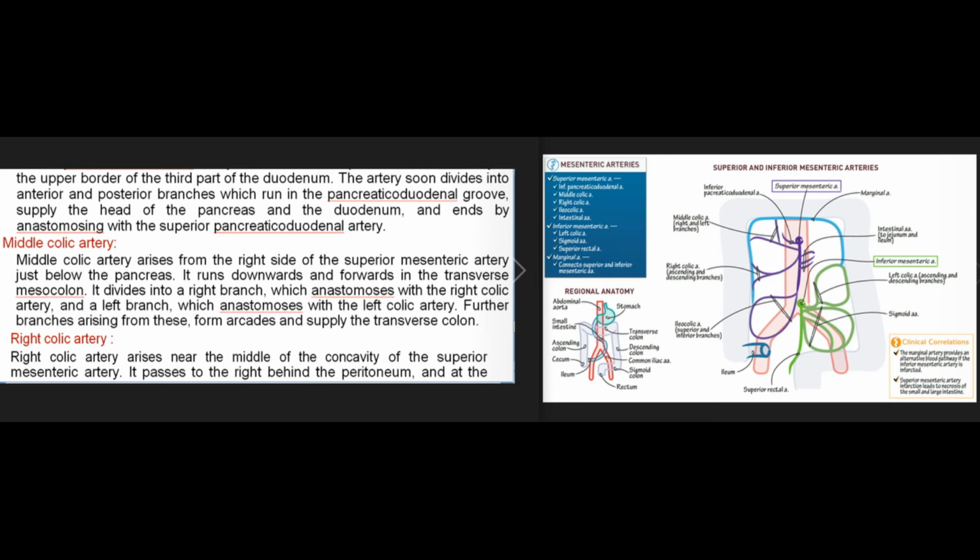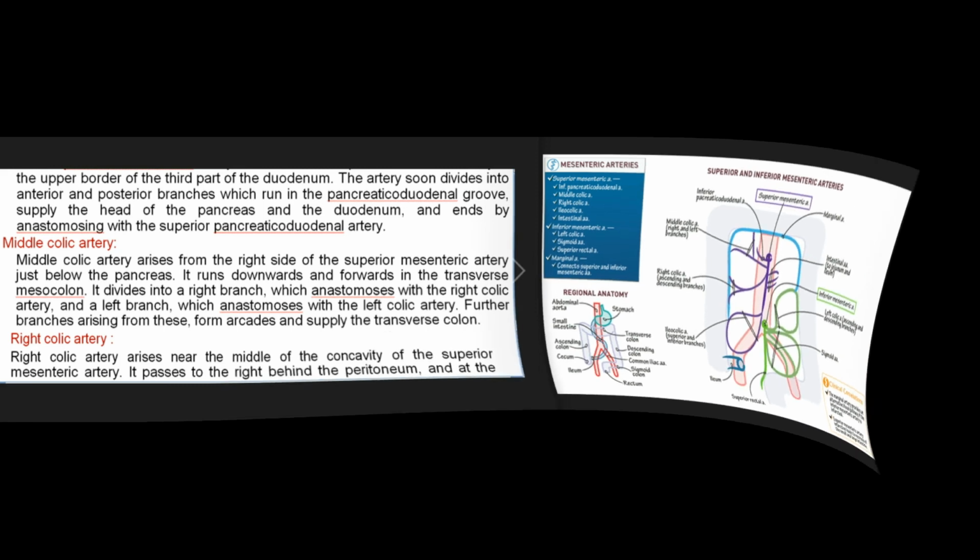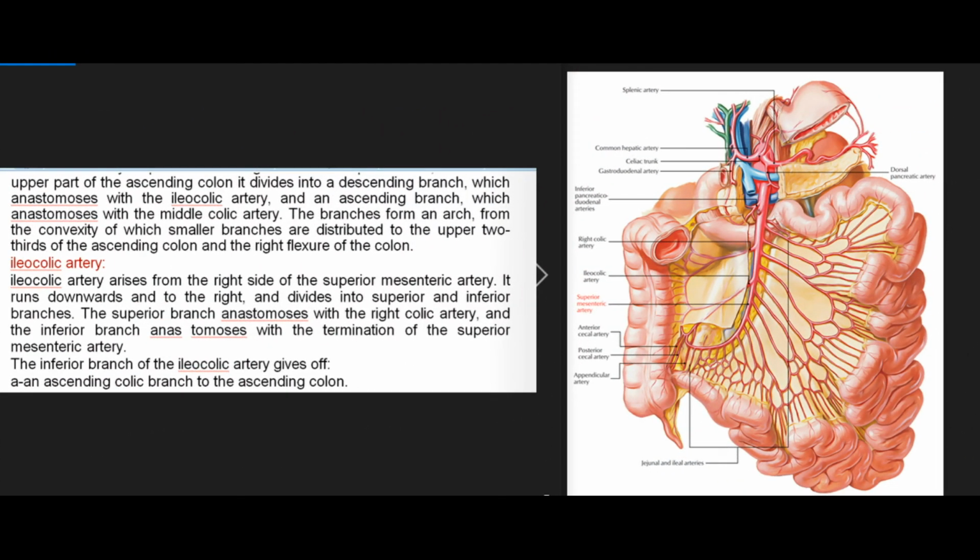Right colic artery. The right colic artery arises near the middle of the concavity of the superior mesenteric artery. It passes to the right behind the peritoneum, and at the upper part of the ascending colon it divides into a descending branch, which anastomoses with the ileocolic artery, and an ascending branch, which anastomoses with the middle colic artery. The branches form an arch, from the convexity of which smaller branches are distributed to the upper two-thirds of the ascending colon and the right flexure of the colon.